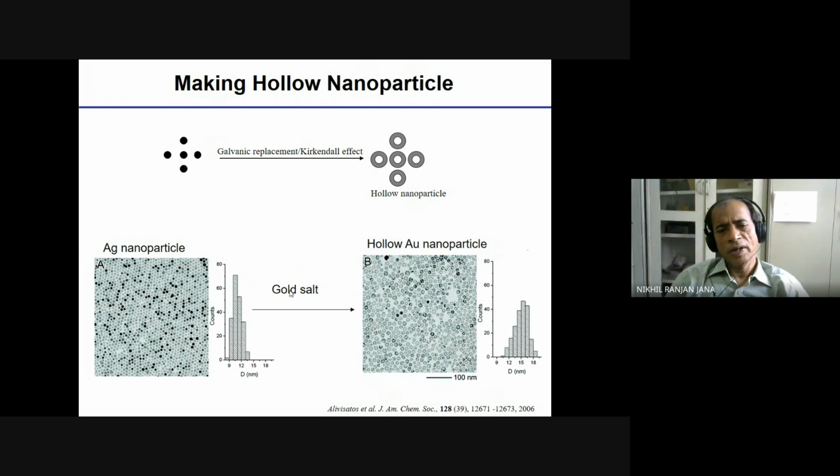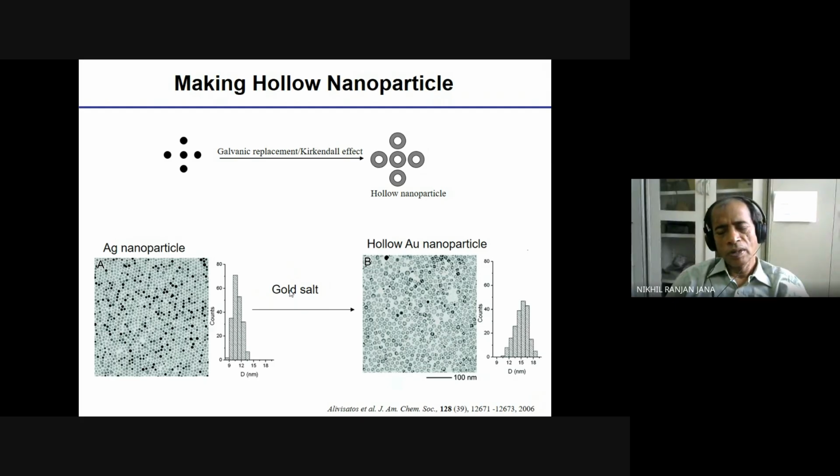Hollow particles have different colors. For example, gold and silver. You start with a silver particle and mix with gold salt. You will end up with hollow gold particles. It has a different effect. It's called the Kirkendall effect. What is that?